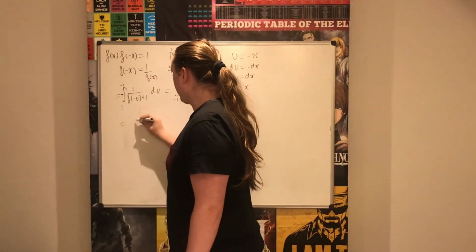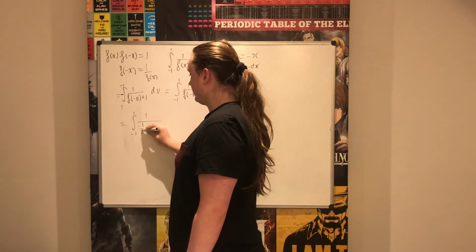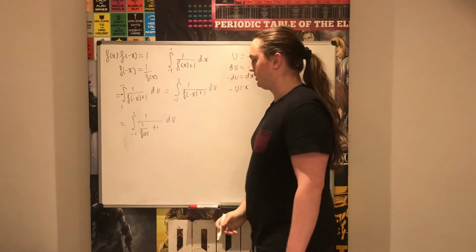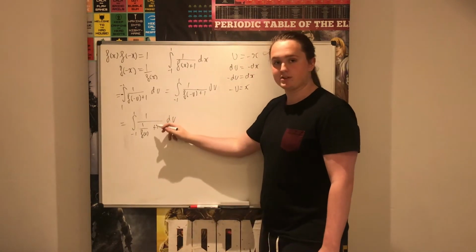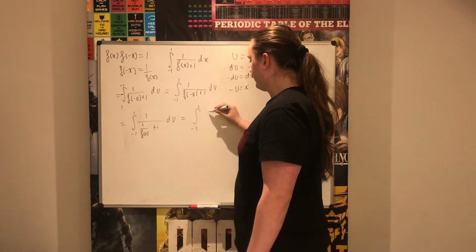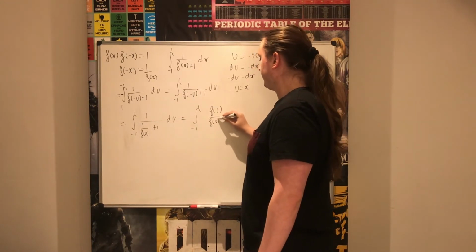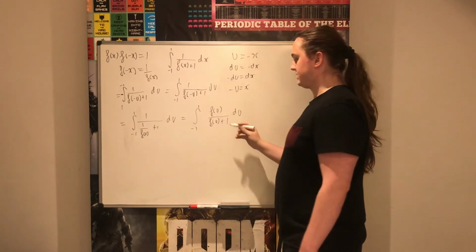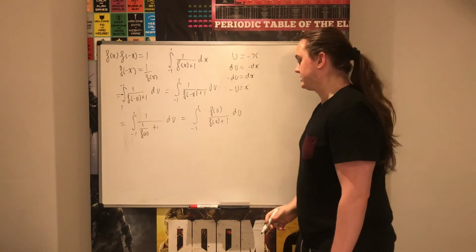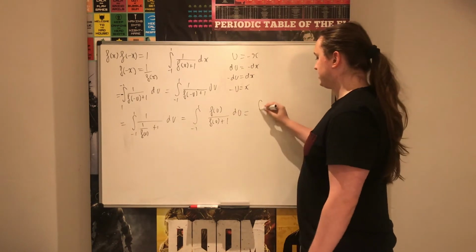So we now have the integral from minus 1 to 1 of 1 over f of u plus 1 with respect to u. We're now going to multiply this fraction by f of u over f of u, which gives us this. Now, what we can do here is we can simply add 1 and subtract 1 from the denominator, as it's the same as doing nothing.